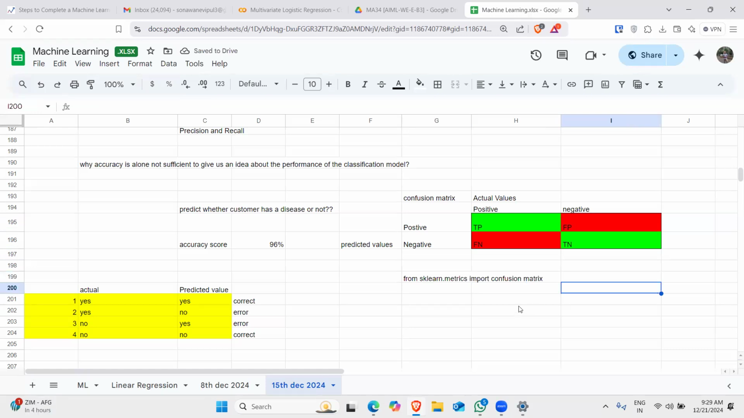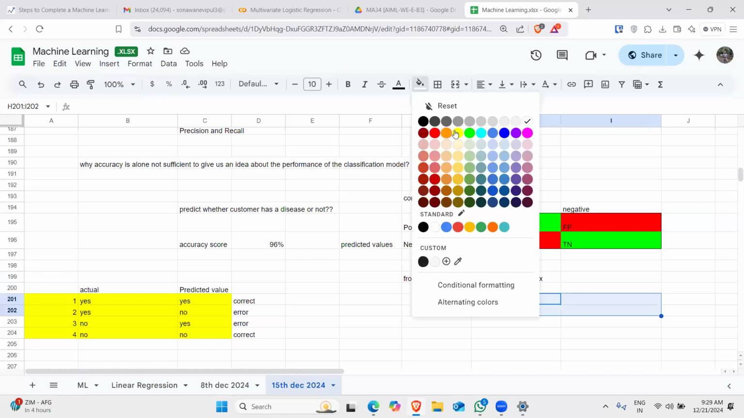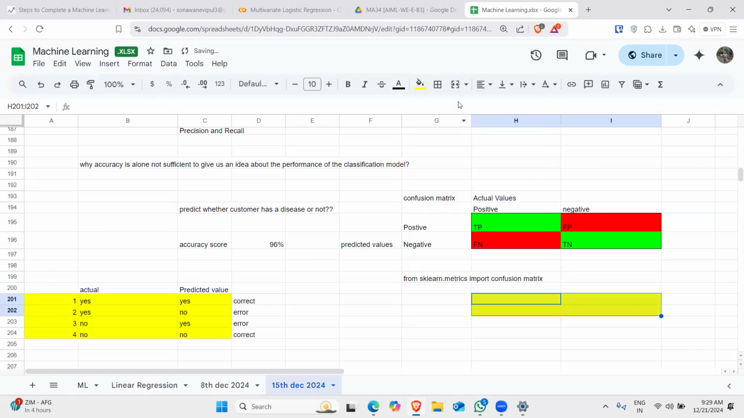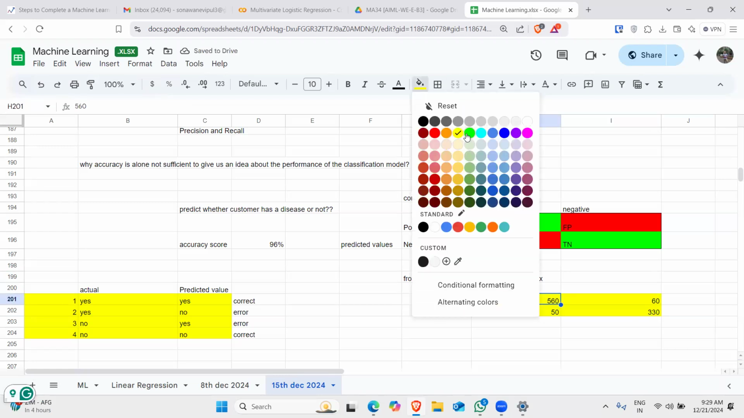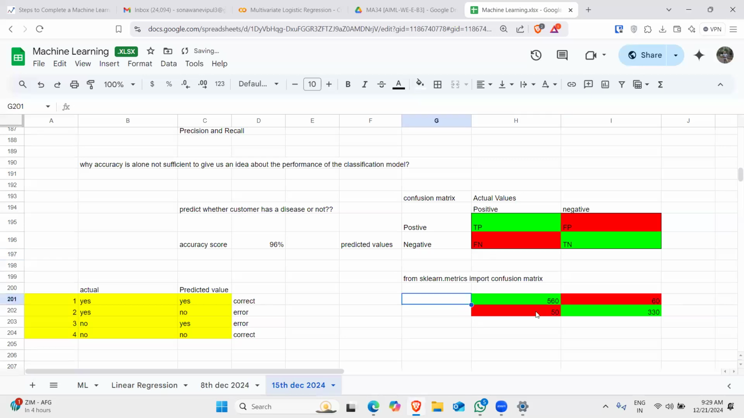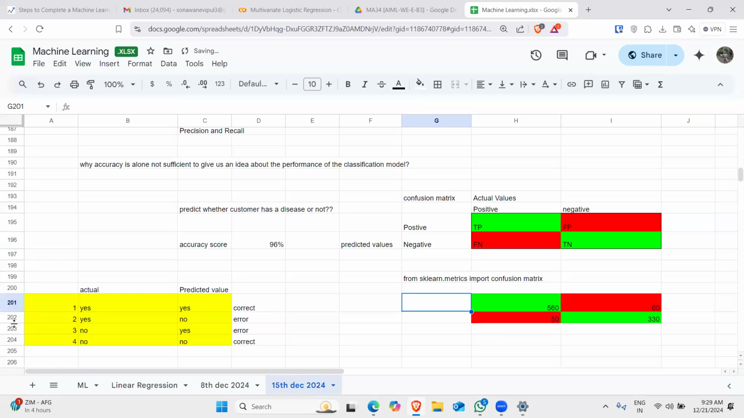So suppose you have calculated the confusion matrix, and the confusion matrix values that you have are 560, 60, 50, and 330. And you know, out of this, two are correct. And out of this, these are wrong. This one, and this one are wrong. Right? So that's what we have. Simple.